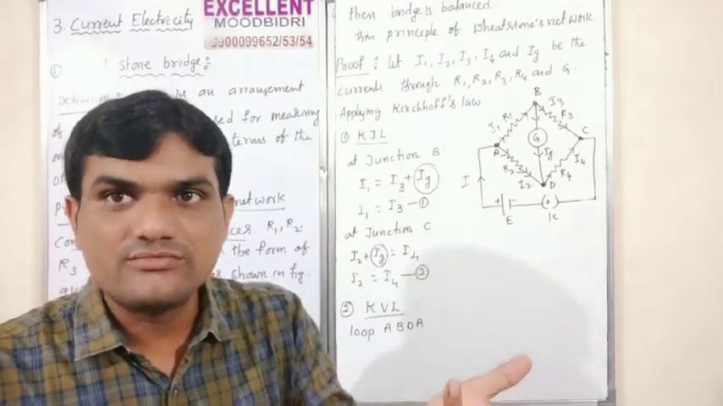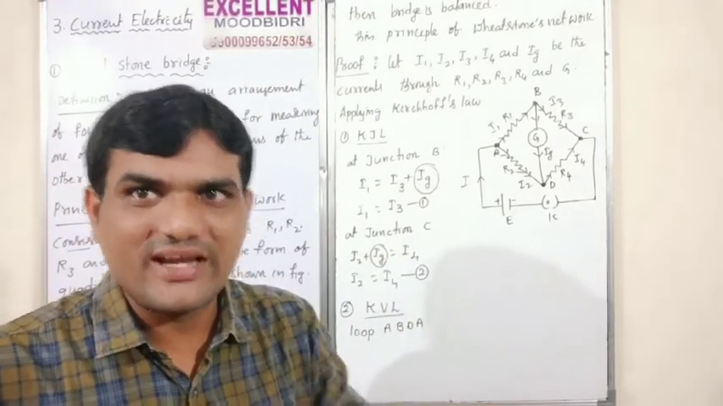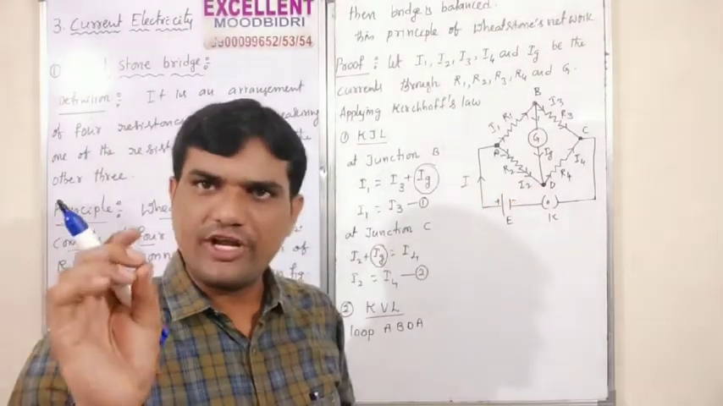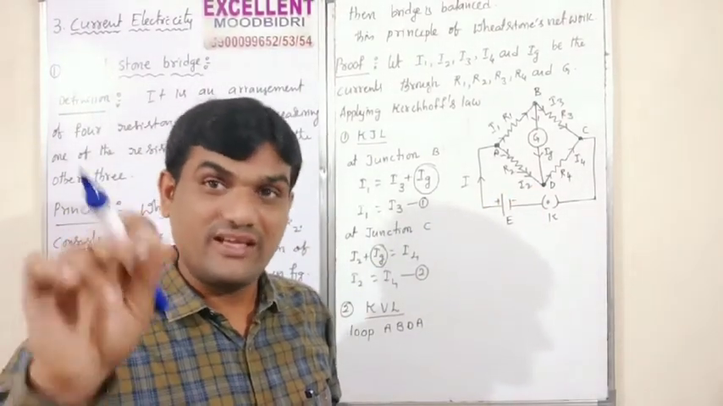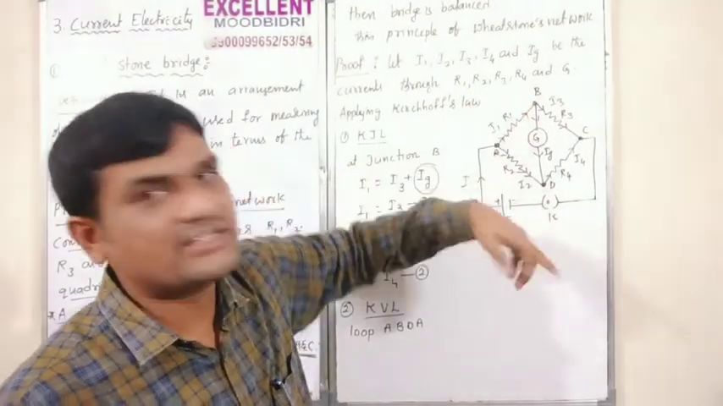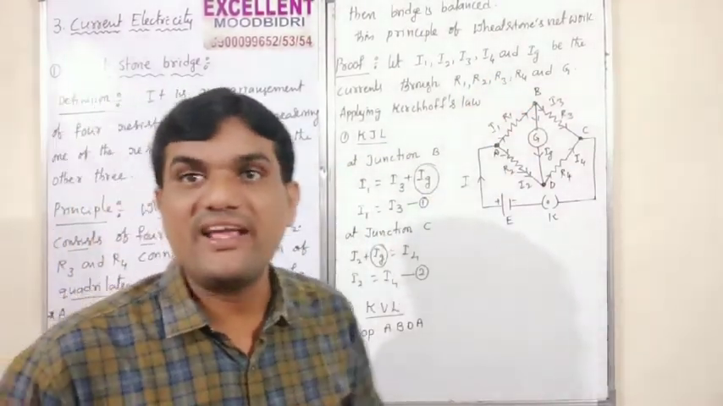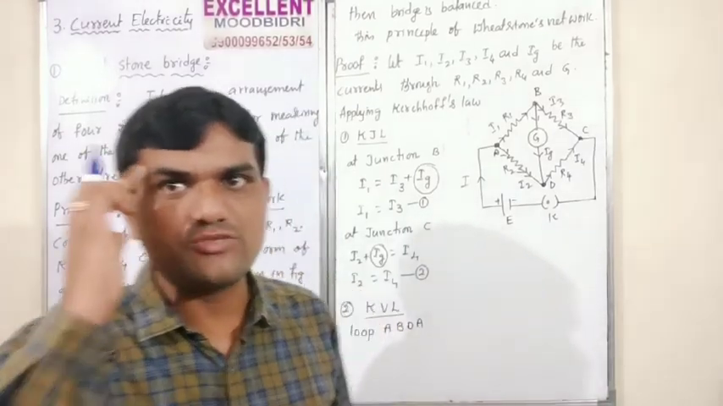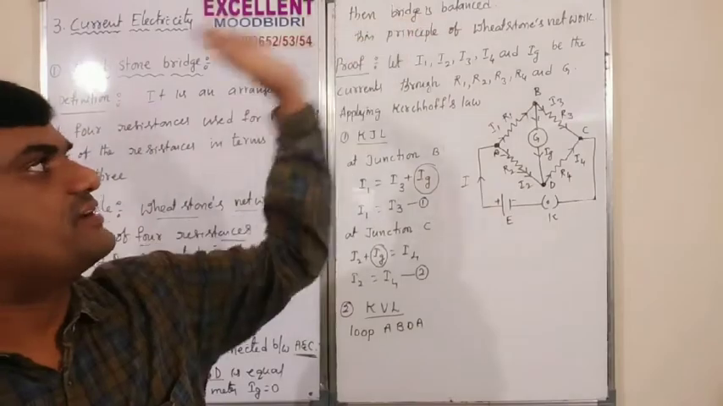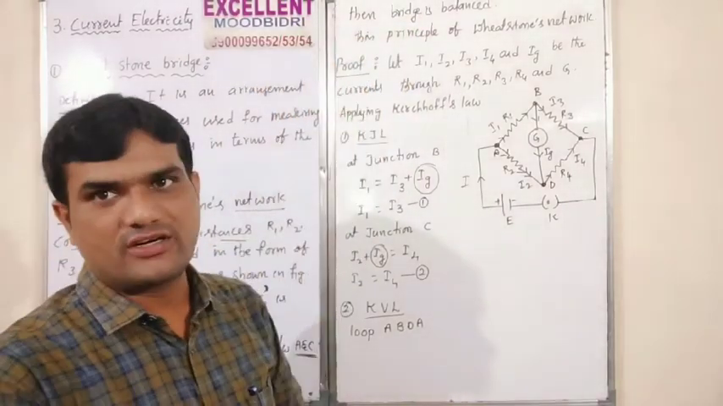Why, sir, 0? When does it become 0? Right, that is the point. At B and at D, the potential is the same. In that case, the current cannot flow in this direction, meaning the current Ig is equal to 0. This word is most important. Remember. Right, that is the principle of the Wheatstone network.